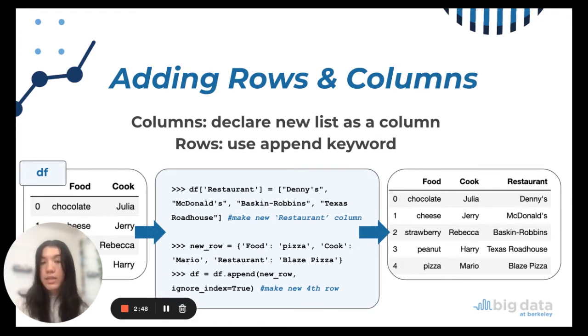Rows are a little bit different to create. Rows, we use the append keyword. So in order to create a new row, we first create a dictionary where we want to add these values. So for the food column, we want to add pizza. For the cook column, we want to add Mario. And for the restaurant column, we want to add Blaze Pizza. So in order to append this row, we do df.append(new_row), and we set this parameter ignore_index to be True. So that is how you add a new column or new row to a data frame.